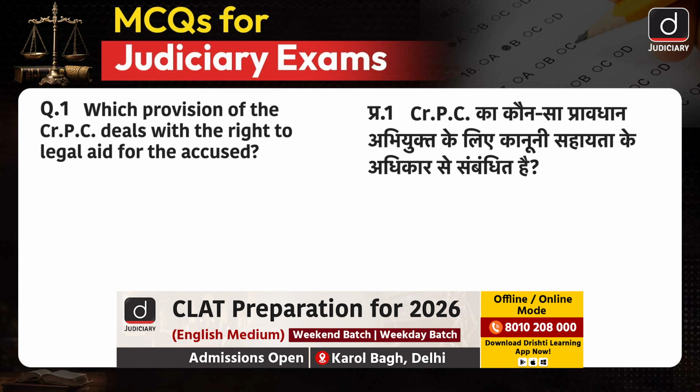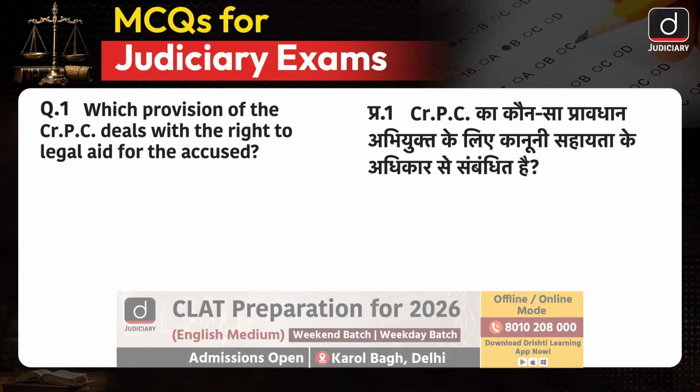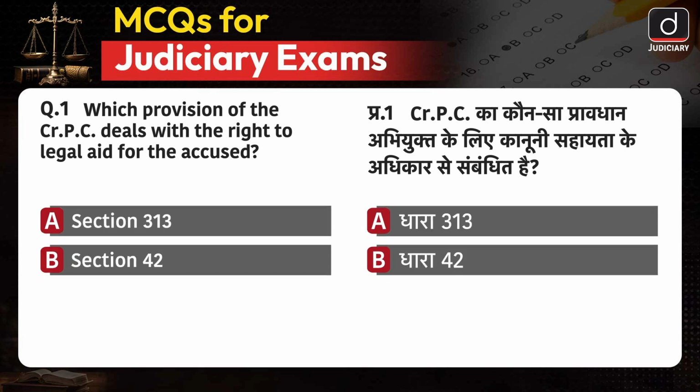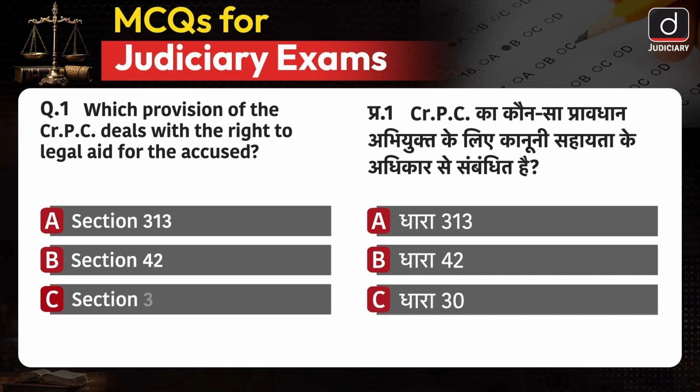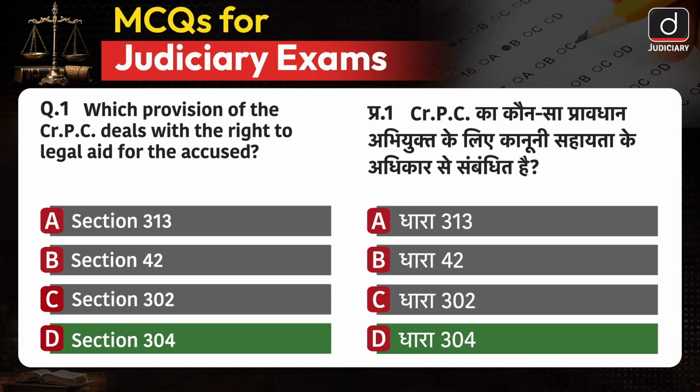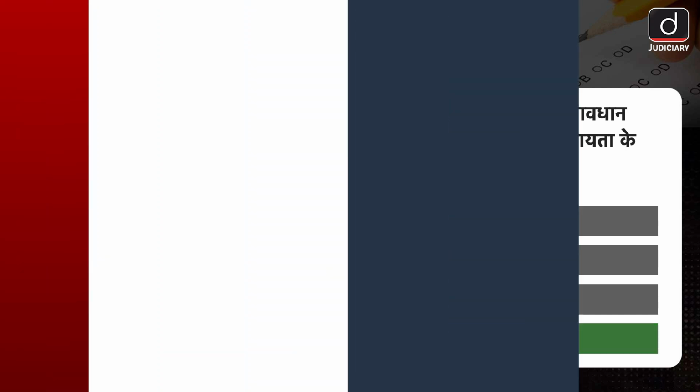Today's first question is, which provision of the CRPC deals with the right to legal aid for the accused? Option A, Section 313. Option B, Section 42. Option C, Section 302. Option D, Section 304. The correct answer is Option D, Section 304.